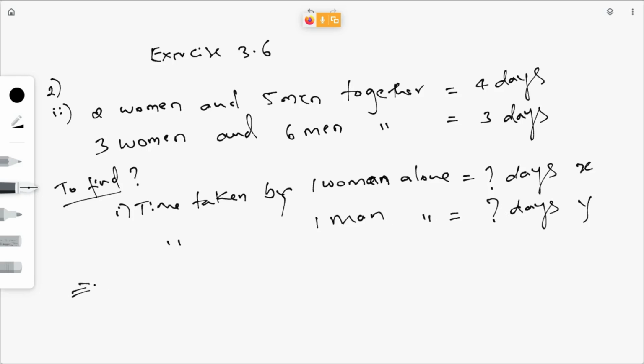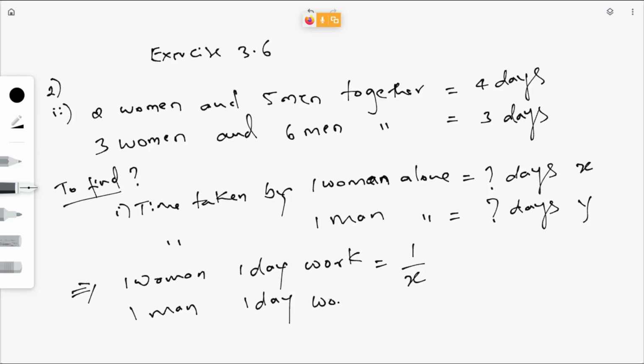Next step is important. One woman's 1 day work, we need to find this. One woman's 1 day work will be the reciprocal of the number of days. She takes x days, so her 1 day work will be 1 by x. This is important. Similarly, one man's 1 day work will be 1 by y. One woman's 1 day work is 1 by x, and one man's 1 day work is 1 by y.